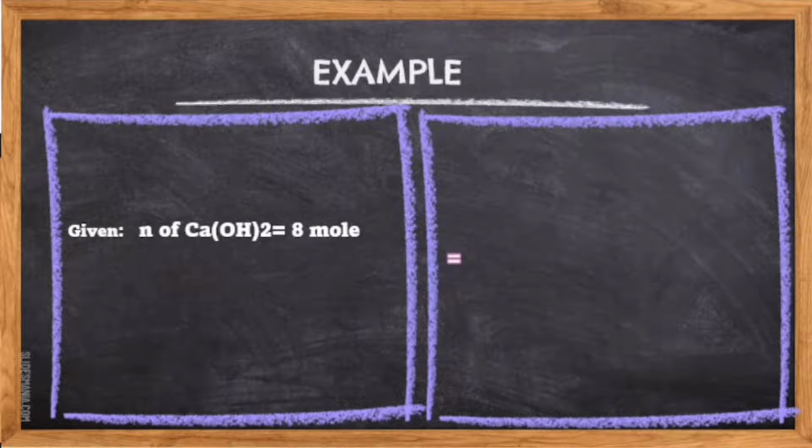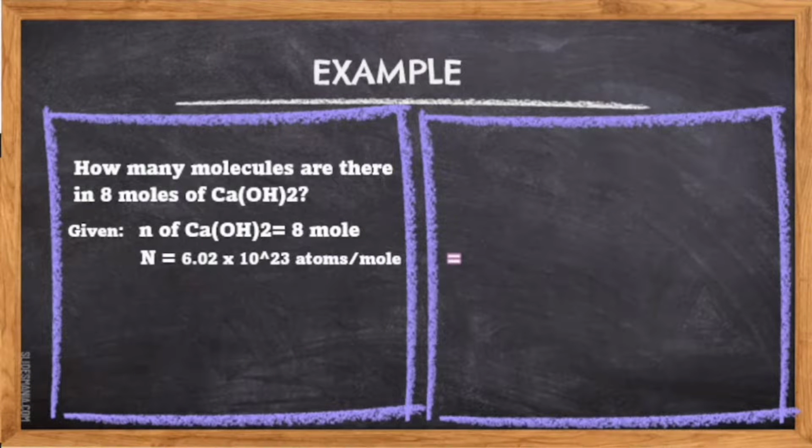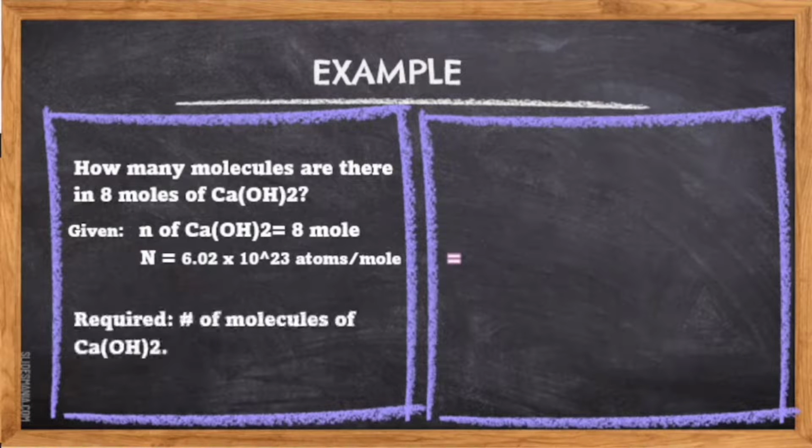What about if the given is a compound? How many molecules are there in 8 moles of calcium hydroxide? So given, the number of mole is 8 mole. The number of particles is 6.02 times 10 raised to 23 molecules per mole. The required is the number of molecules. So same formula.